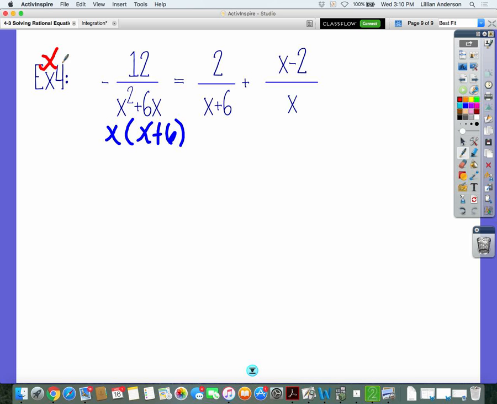So depending on how you did it, your common denominator was x times x plus 6.